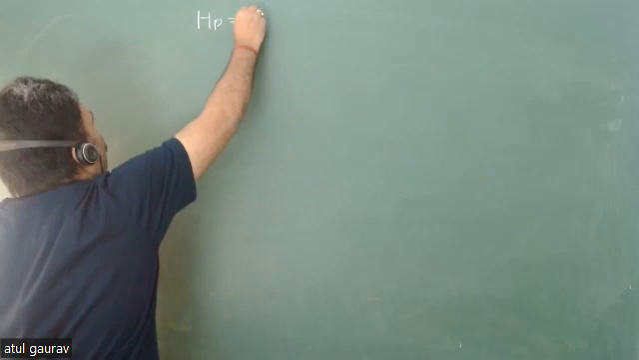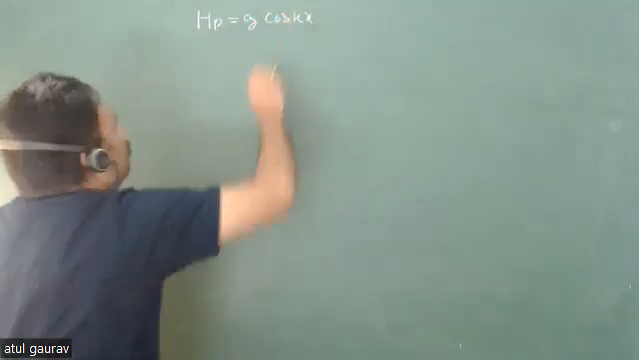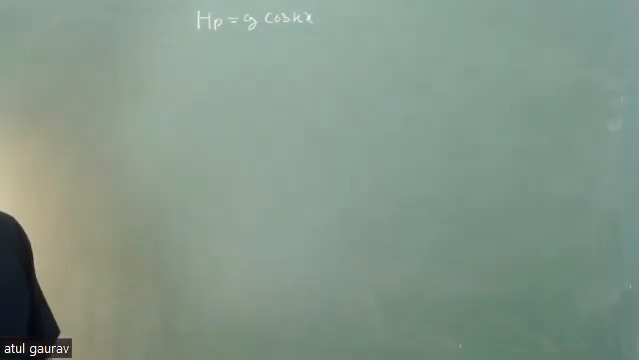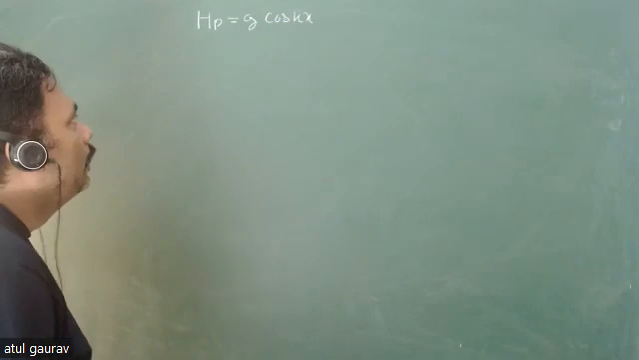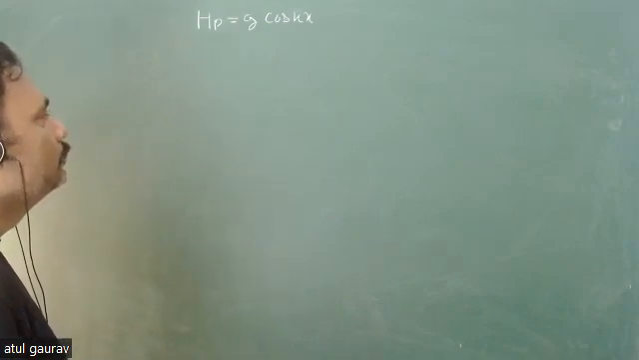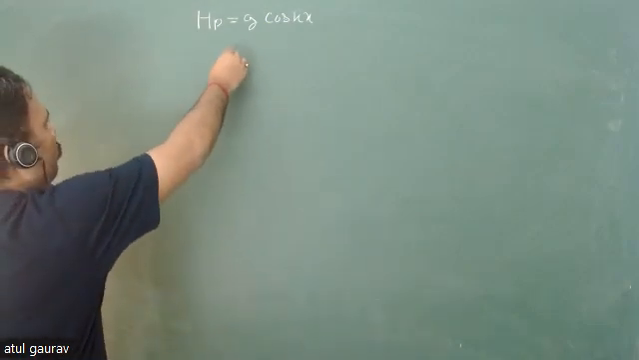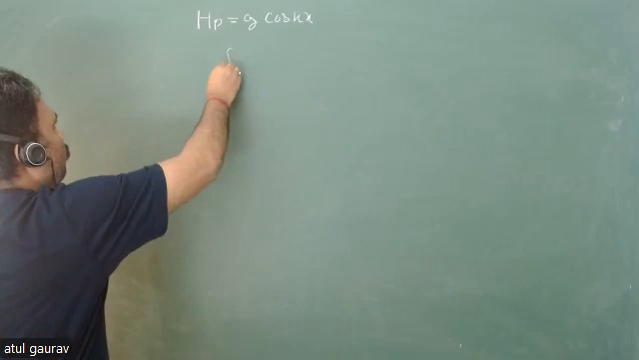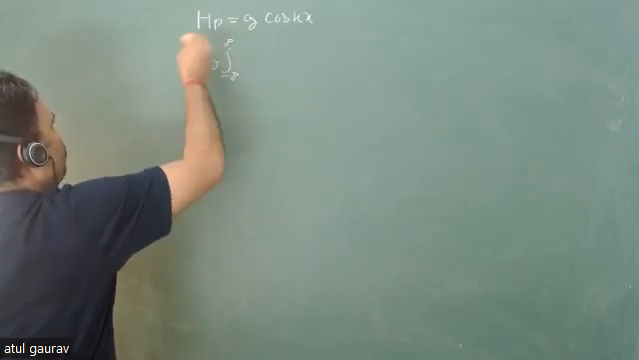H prime is equal to G cos kx. This is your basically Hamiltonian. So how we will go for this? We have to go from minus infinity to plus infinity. I can take G outside.